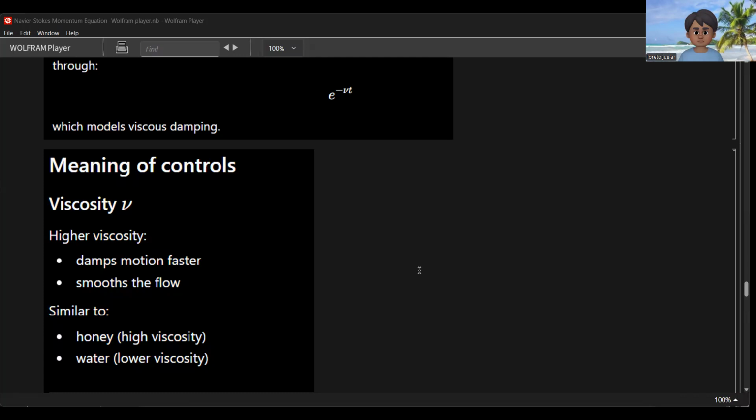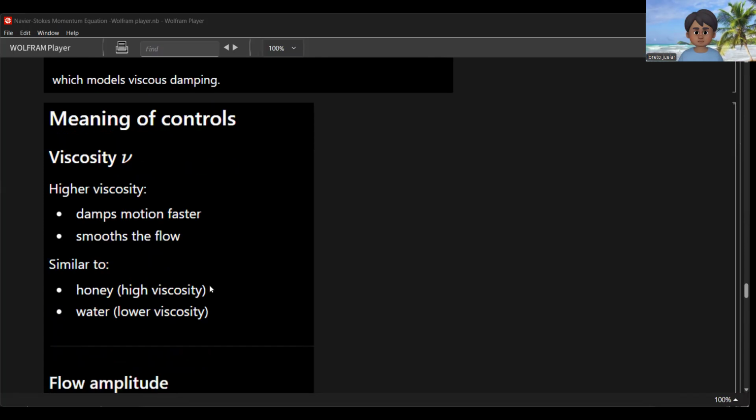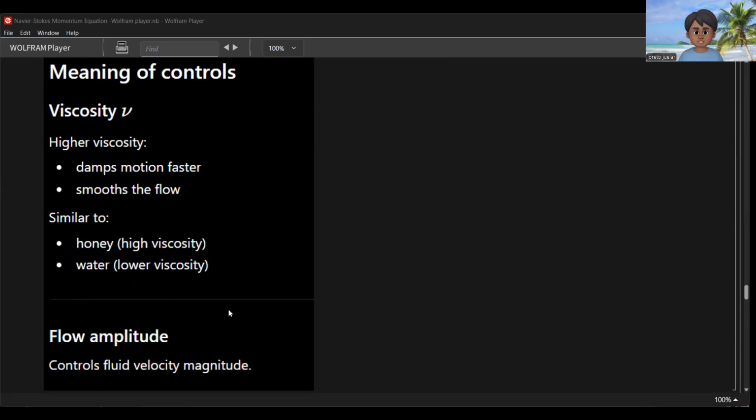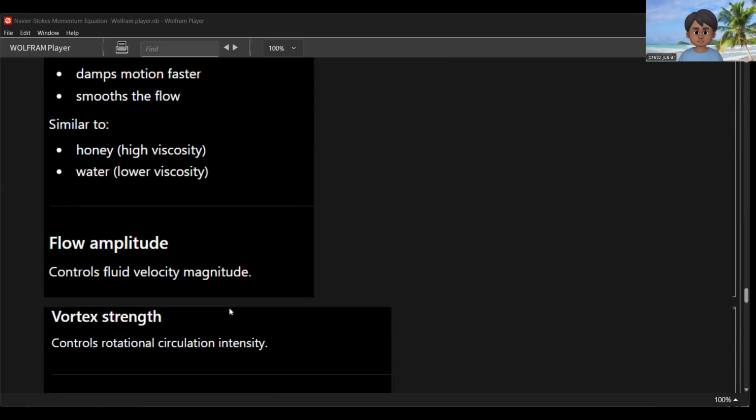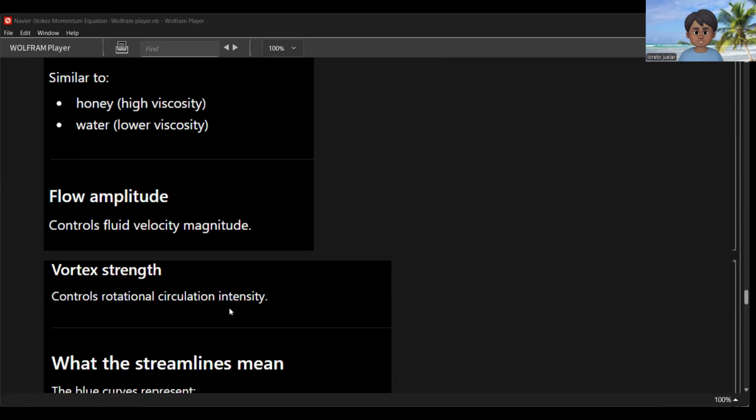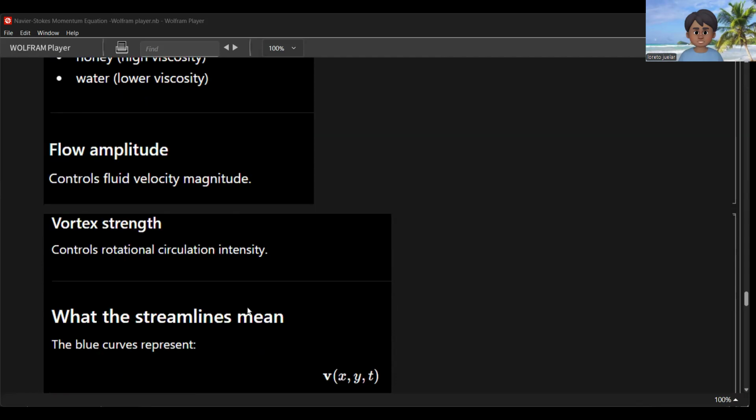Among our controls here, viscosity: higher viscosity damps motion faster and smooths the flow, similar to honey, high viscosity, versus water, lower viscosity. We have the amplitude, which controls the fluid velocity magnitude. We have the vortex strength, which controls the rotational circulation density.